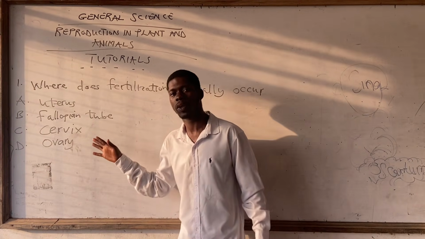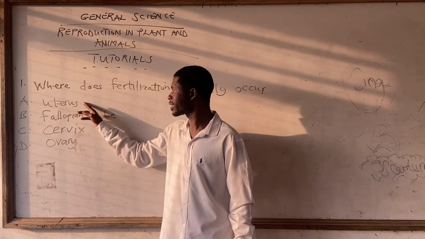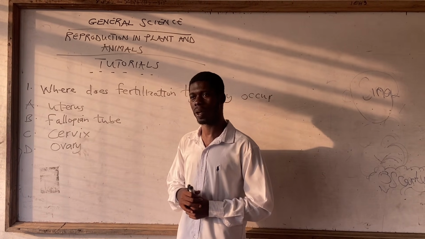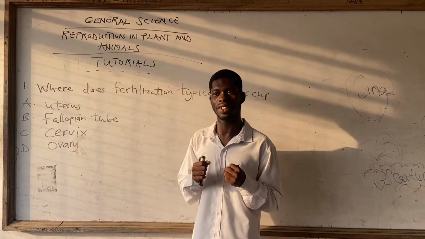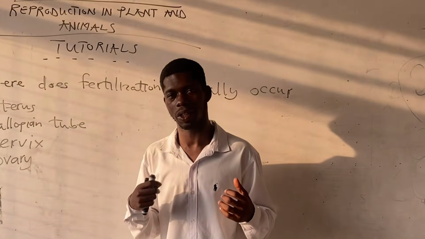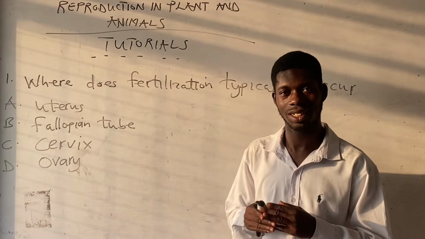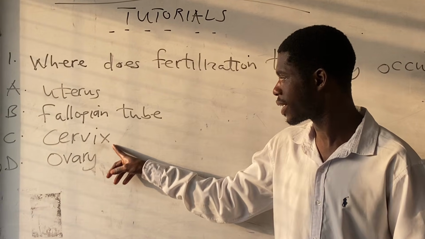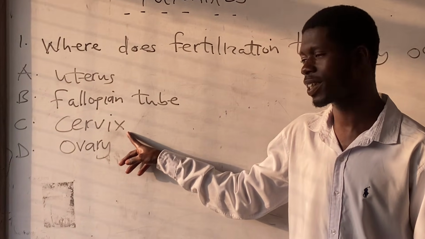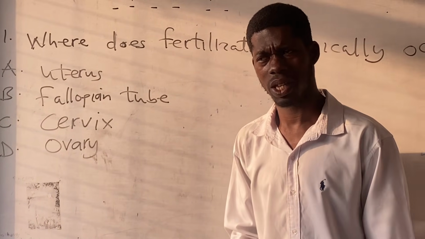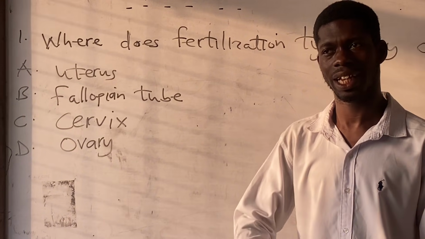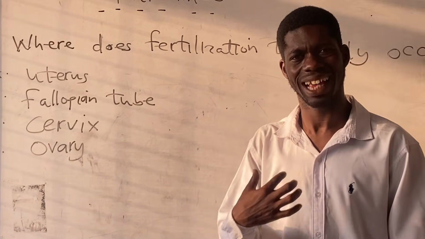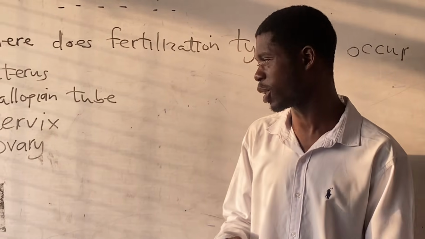Okay, so our possible answers. A says uterus, that's the womb. No, the womb is the place where implantation and development of the embryo takes place. So the answer is not the womb. When it comes to the cervix, no. The cervix links the vagina to the womb. So the answer is not the cervix as well.